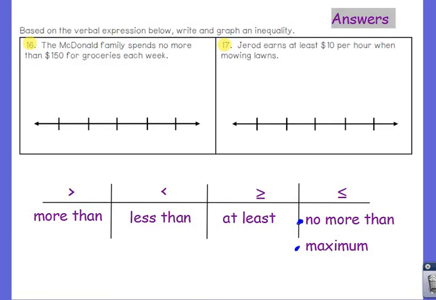I see a maximum. Would it make sense to be a minimum somewhere? Yes. Where would it go? At least. A minimum could go here for a synonym.